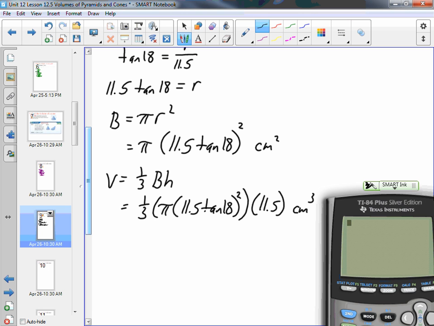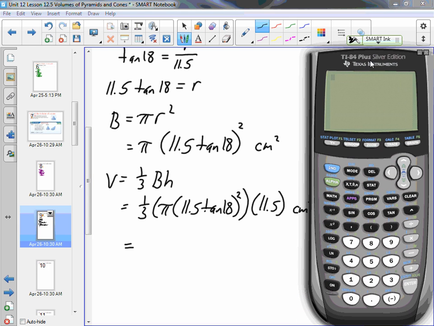And really, well, I can mess with it a little bit, but I don't want to. I can simplify that exact answer just a tad. You know, I would make that 11.5 squared times tangent of 18 squared. Then the 11.5 squared times the 11.5, I can call 11.5 cubed. So I can simplify that a little bit. Okay? But I'm calling that my exact answer.